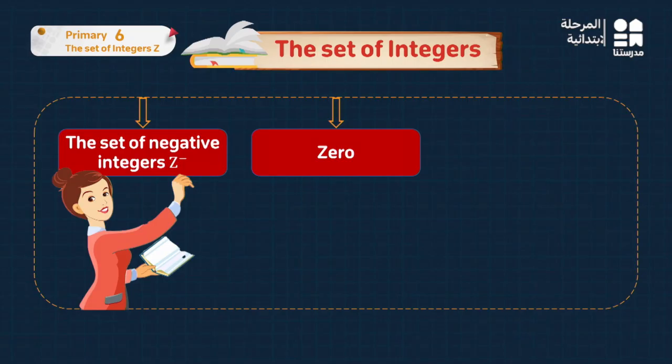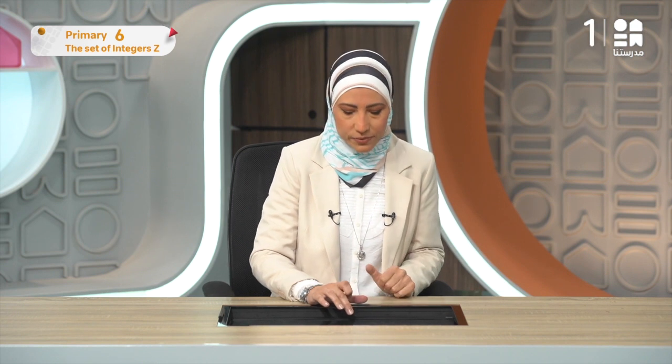It's very important for you to know that 0 is neither positive nor negative. It's a special number that separates the set of negative integers and the set of positive integers. So 0 is not a positive or negative integer. It's a special number separating the two sets from each other. So I cannot say 0 is a negative number. I cannot say 0 is a positive number. No, 0 is neither positive nor negative.